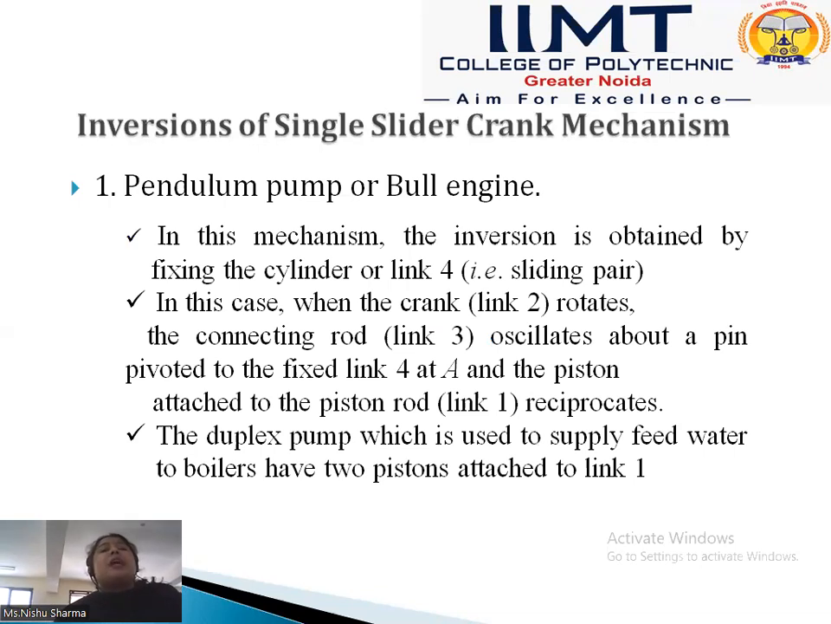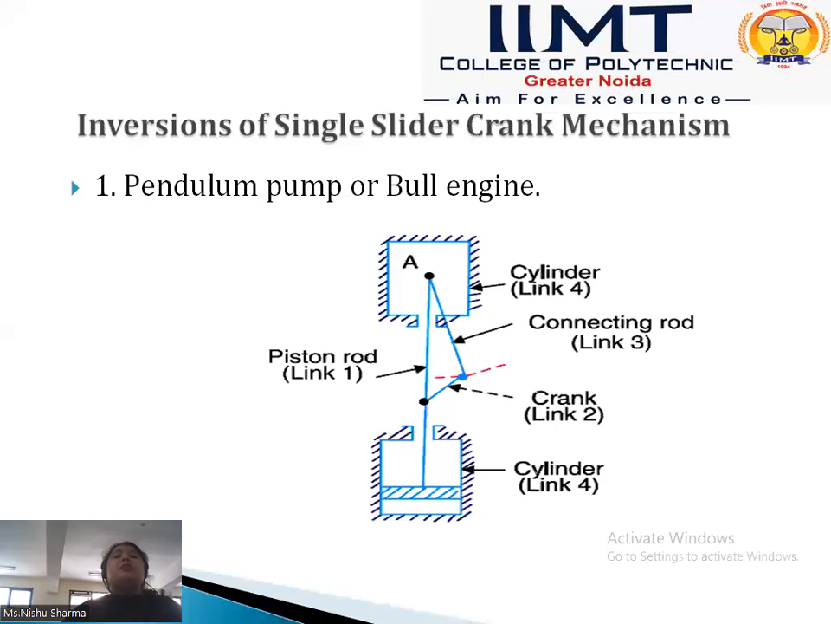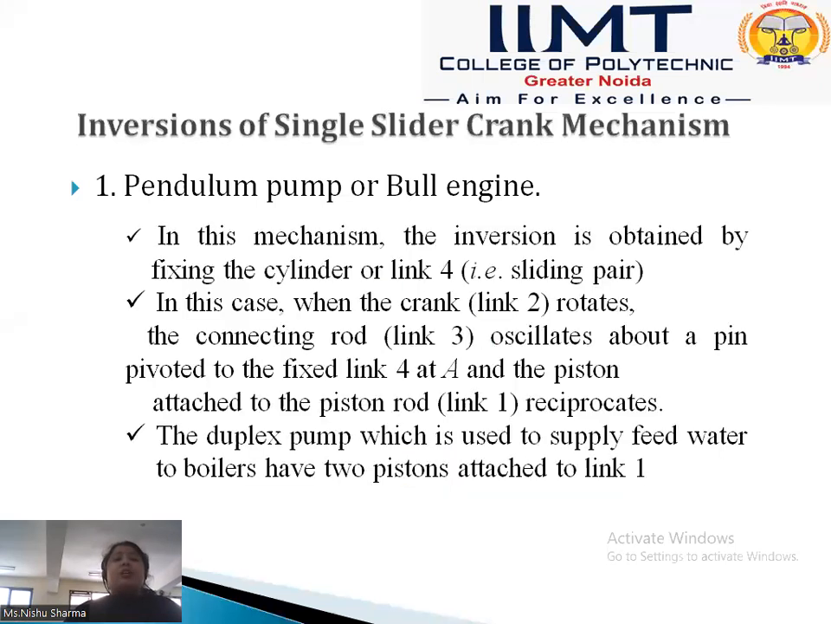In this mechanism the cylinder is fixed, and it forms a sliding pair. This mechanism is used to supply feed water to boilers. In this case we see that two cylinders are used, with two pistons attached to a link pin. That is all about the first inversion of the single slider crank mechanism, the pendulum pump or bull engine.